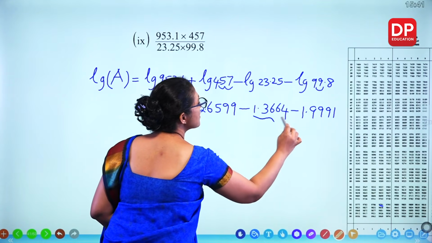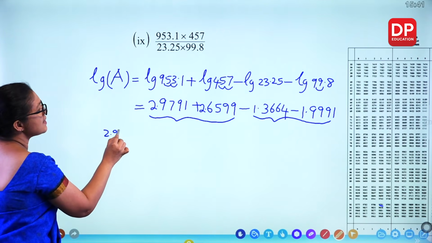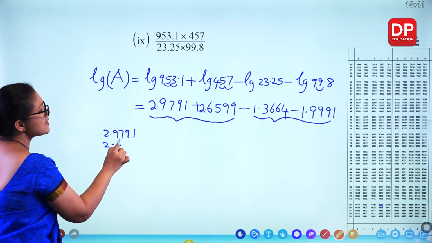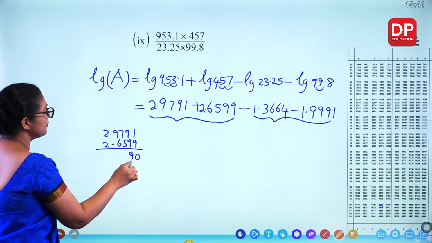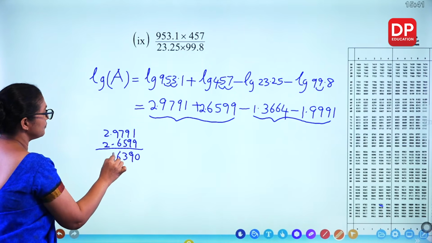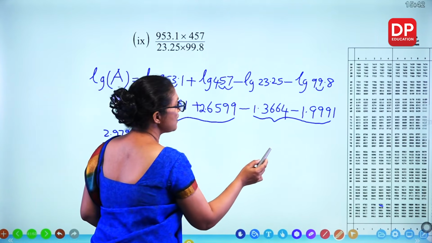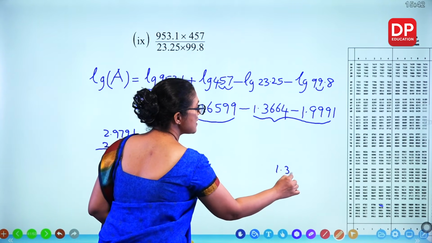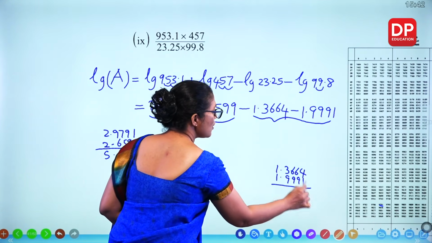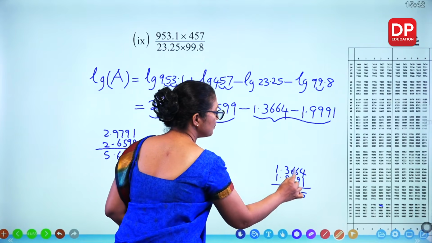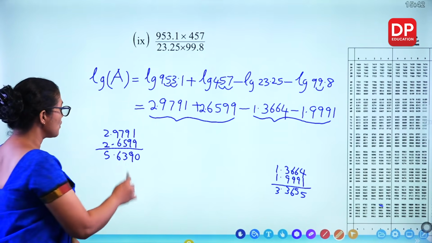Now we'll look at the question, and here we need to add these two together and subtract. So we'll add these two together. 2.9791 and 2.6599. When you add it, you get 5.6390. When you add these two together, 1.3664 and 1.9991, you get 3.3655.